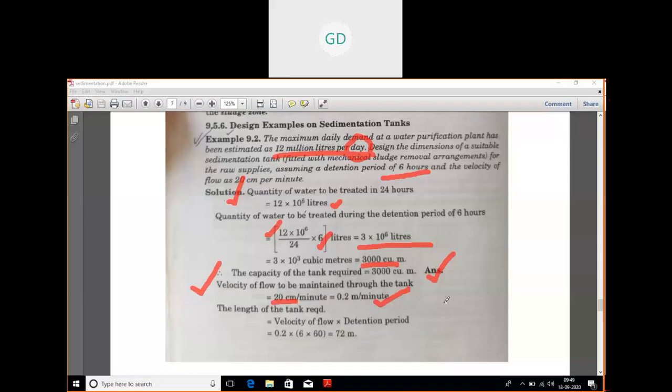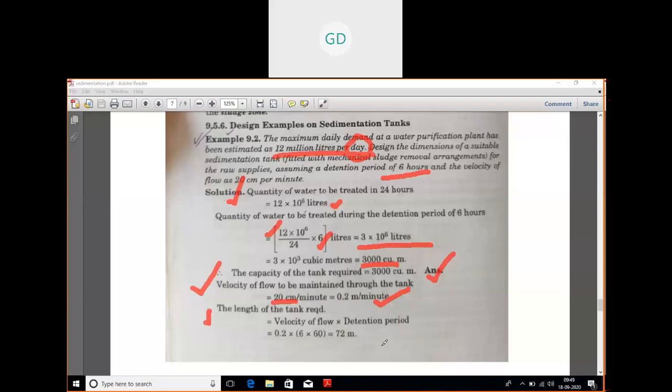We have got the capacity and now we need the dimensions. To find out the length of the tank, what is the formula? Velocity of flow into detention period. Try to remember this formula: the length of the tank is velocity into detention period.